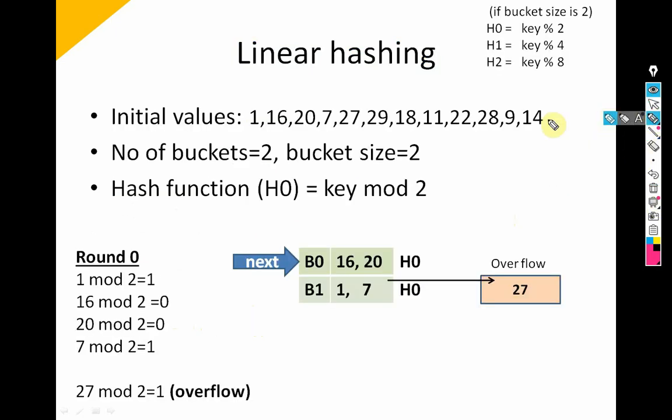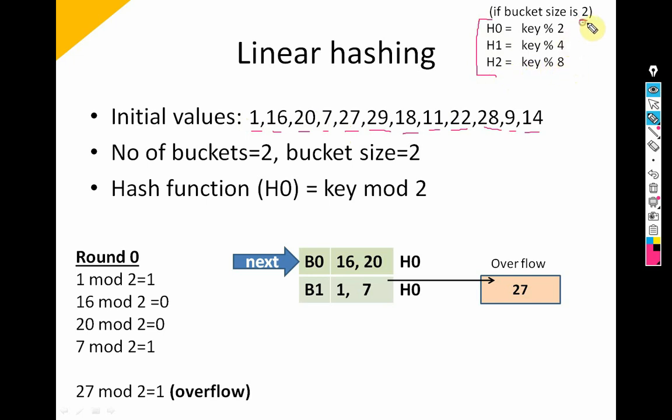Now we'll discuss a simple example. I am taking some initial input values: 1, 16, 20, 7, 27, 29, 18, 11, 22, 28, 9 and 14. Let us try this example. Here we are taking some initial values, and these are the different hash functions which I am going to apply. H0 is key mod 2, H1 is key mod 4, H2 is key mod 8.